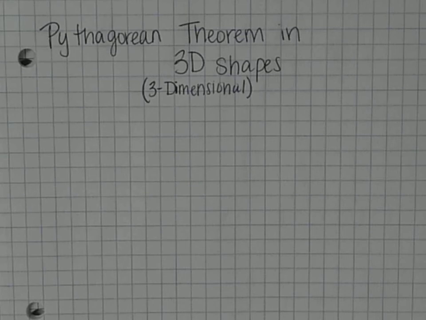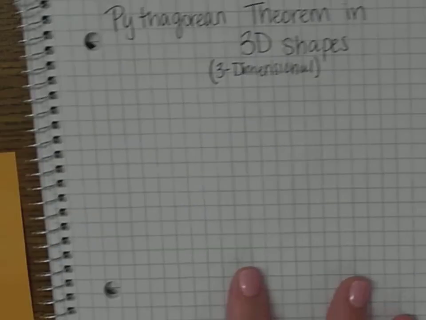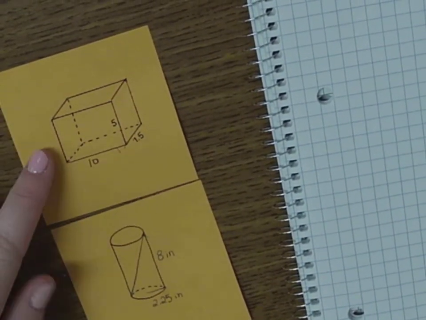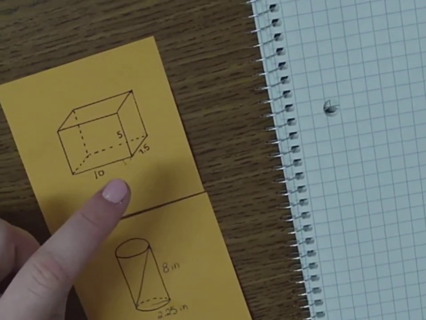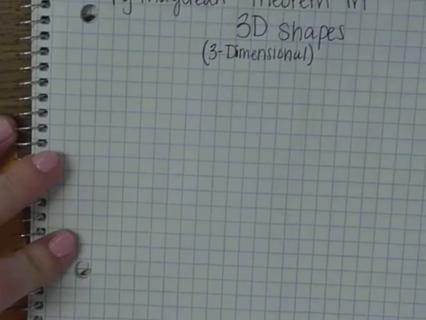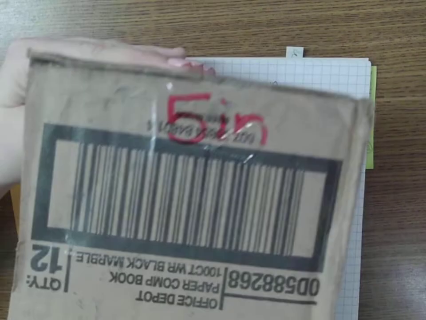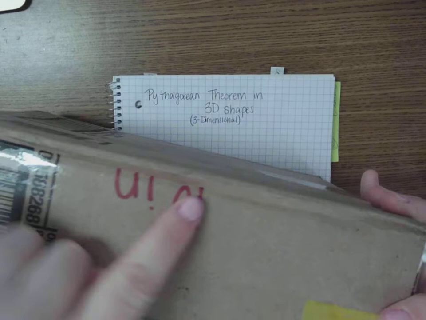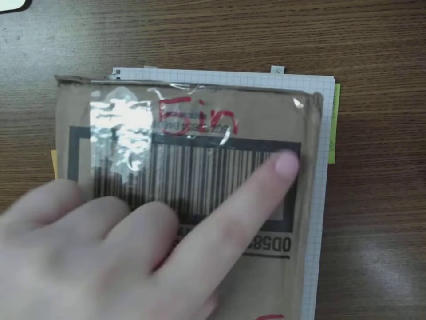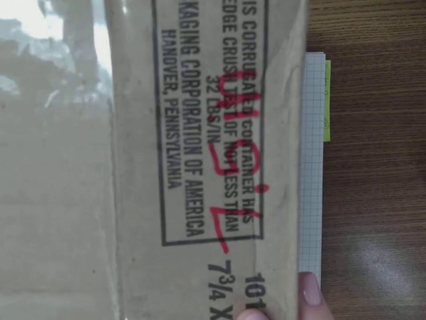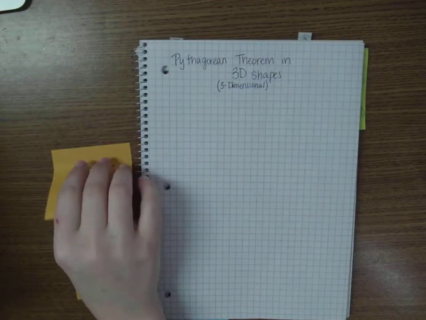Okay, so Pythagorean theorem in 3D shapes, and let's see if you can see these pictures. 3D shapes are three-dimensional, so I'm going to show you a couple of examples in just a second. So let me zoom it out. So if I have this box, let's see if I can zoom it out anymore. Yep, there we go. So I have this box. Notice this side is 10 inches, this is 5 inches, and this is 7.5 inches. So that's actually this picture I have drawn here.